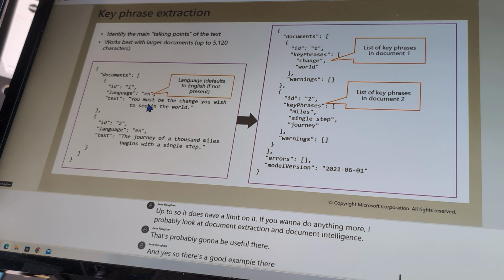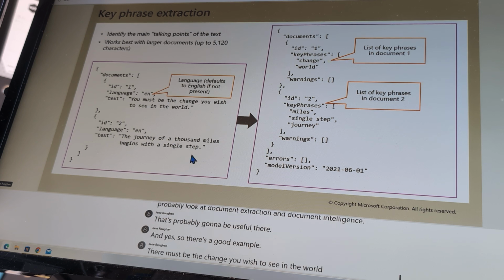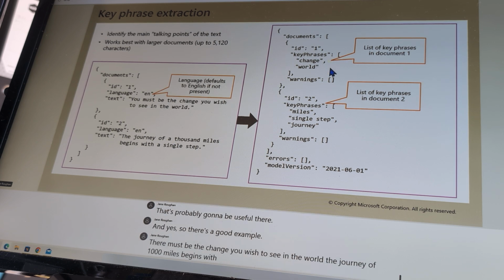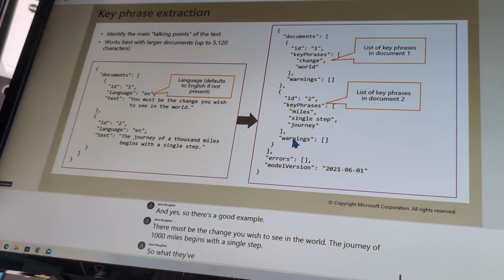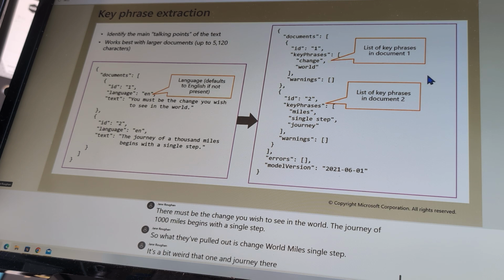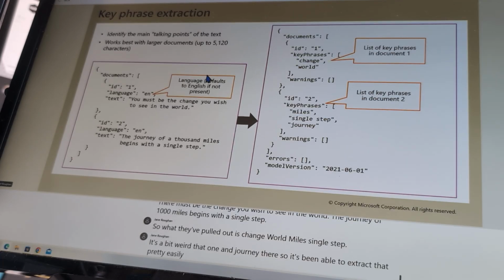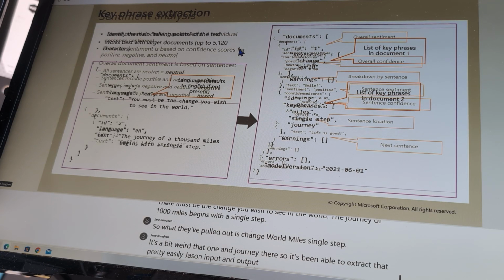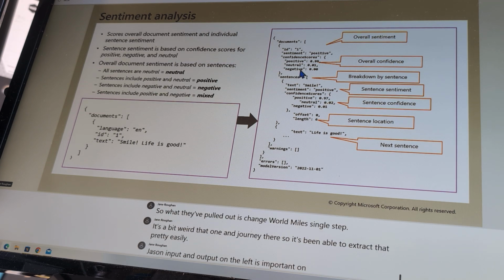"You must be the change you wish to see in the world." "The journey of 1,000 miles begins with a single step." So what they've pulled out is change, world, miles, single step. Ooh, it's a bit weird, that one. And journey there. So it's been able to extract that pretty easily. JSON input and output. On the left is input, on the right is output.